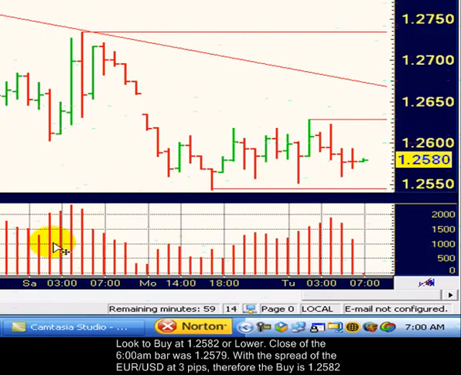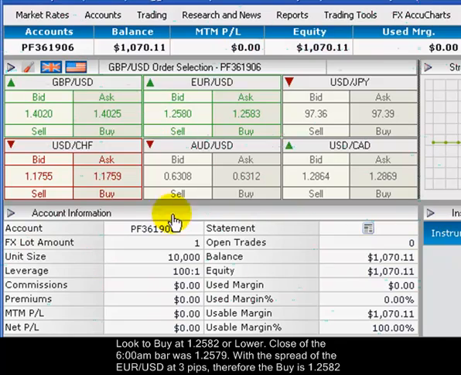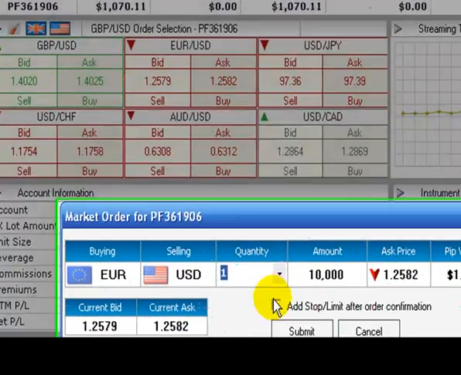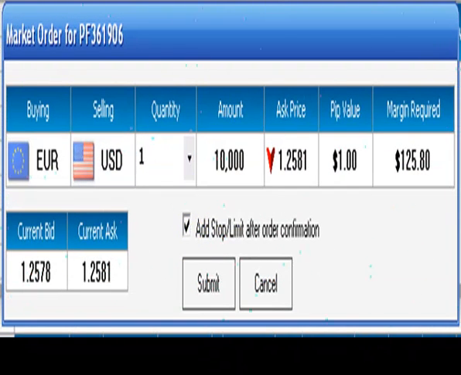Let me bring up the trade station here. Here is my euro. Good price to buy here. It's 125.81. The close is 125.79. Because of the 3-point spread, we can buy it at 125.82. So we're going to buy here at this point at 125.82. Let me submit that.